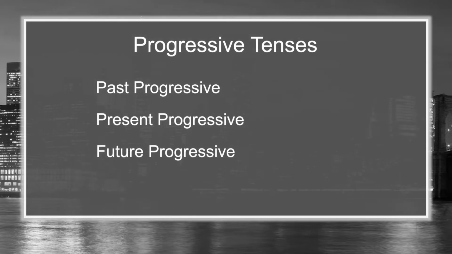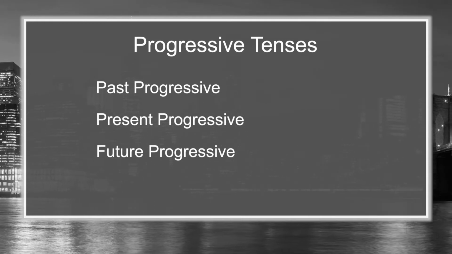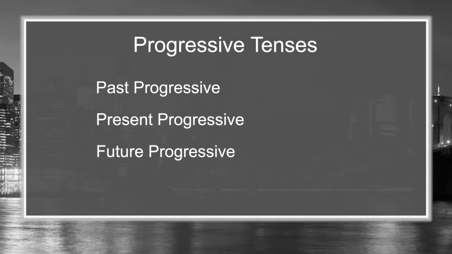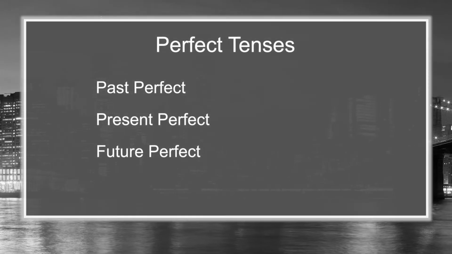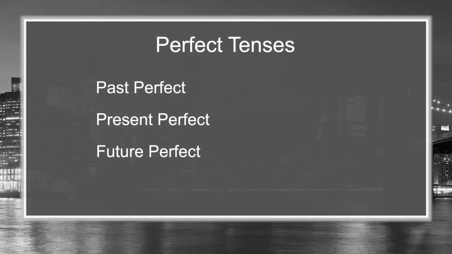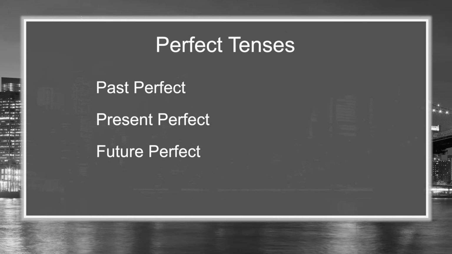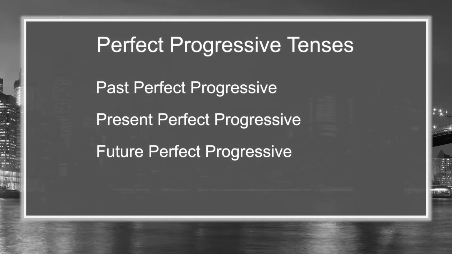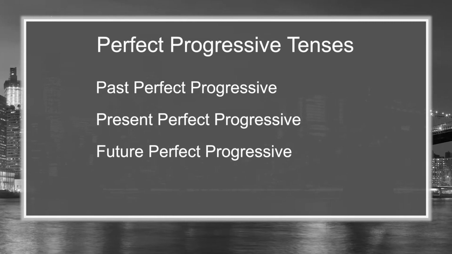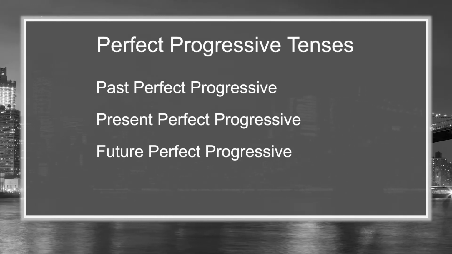The progressive tenses are past progressive, present progressive, and future progressive. The perfect tenses are past perfect, present perfect, and future perfect. The perfect progressive tenses are past perfect progressive, present perfect progressive, and future perfect progressive.